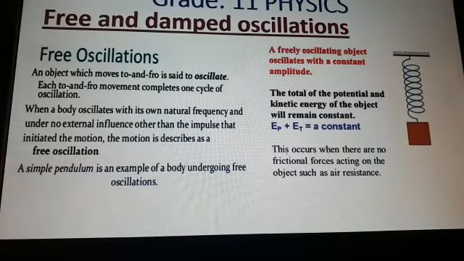I'm going to give an explanation about this grade 11 physics topic, free and damped oscillation. This is the last topic of our oscillation unit. What do you mean by free oscillations? Already we studied that one.